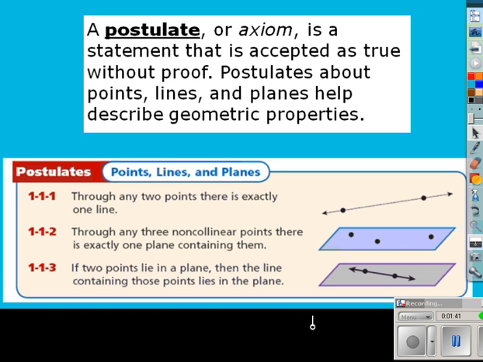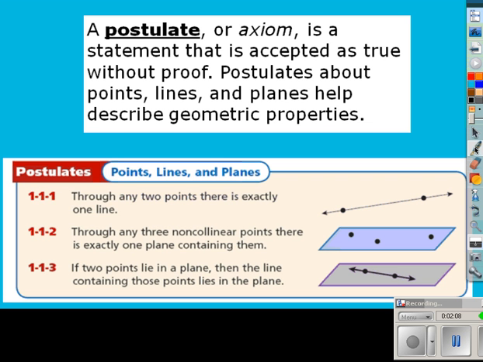Another postulate we're going to look at, postulate 1-1-3, says if 2 points lie in a plane, then the line containing those points lies in the plane. So if we have our plane, in this case we have this purple one, I put those 2 points in the plane and connect the dots with a line, everything on that line is also in the plane. I could not draw a line that goes outside of the plane.